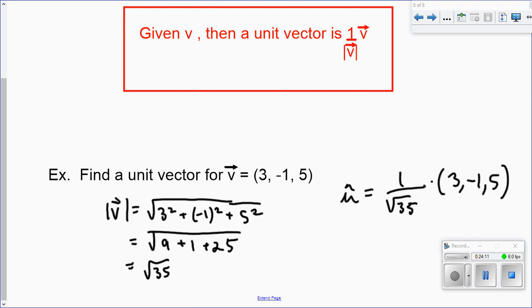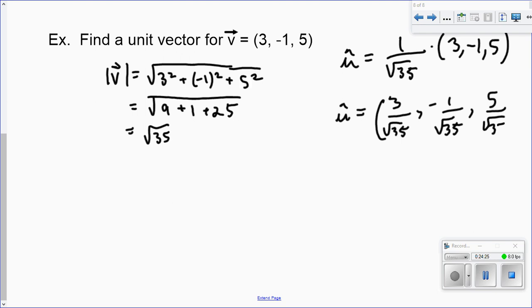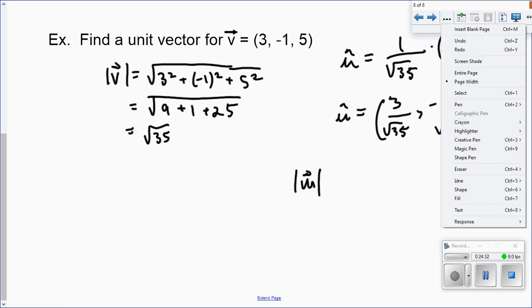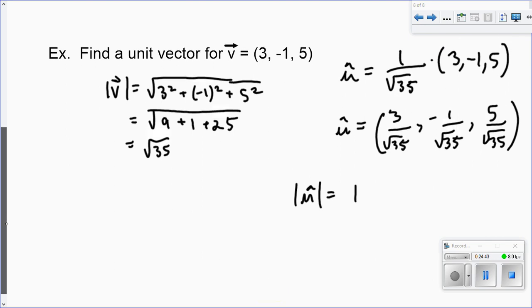So if I had to confirm that and find the magnitude of that, I would expand it and actually find the magnitude of it. And I know that would be 1, because by definition, the magnitude of a unit vector is 1.